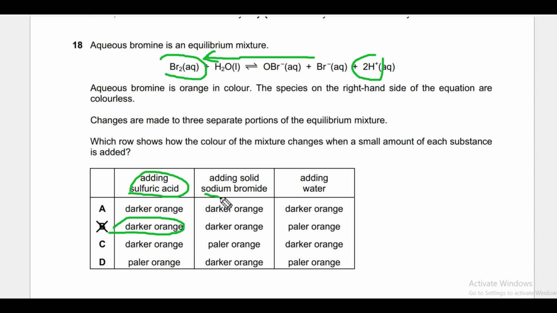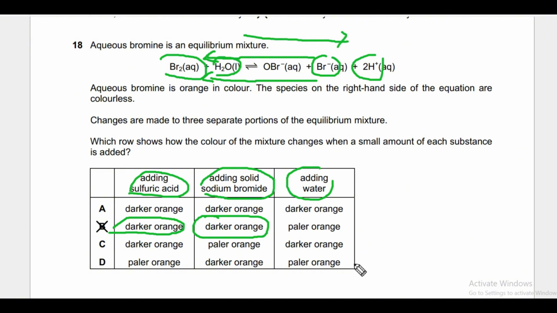Then number 2, adding sodium bromide. If you add more bromide ion, the concentration of product increases, so the equilibrium will also go from right to left. That's why darker orange color. Then adding water. If you add water on the left hand side, water increases, so the equilibrium will move from left to right. That means paler orange. Orange color will be reduced. So orange color will be paler. That's why B is the right answer.